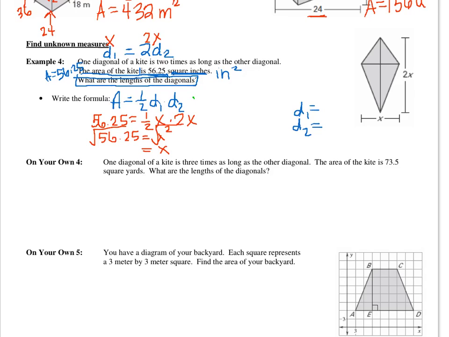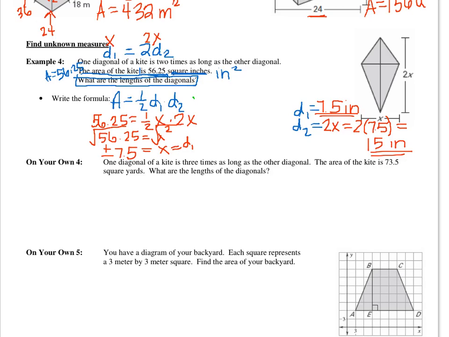And then to get X alone, we're going to take the square root of both sides. So X equals positive or negative 7.5, but I know that it's just going to be the positive because we're talking about a distance, and X, well, that's my D1. So 7.5 inches is my D1. My D2, my second diagonal, is 2 times X, so it's going to be 2 times 7.5. So 2 times 7.5 would be 15, and my unit would be inches. So I found my 2 diagonals.